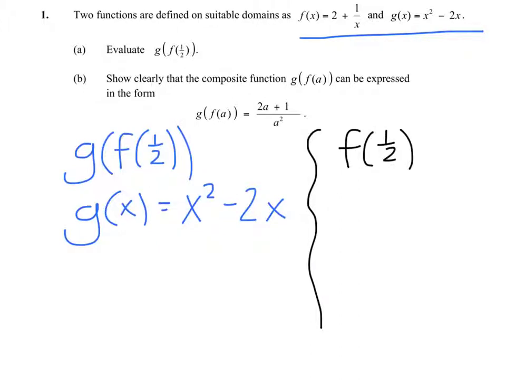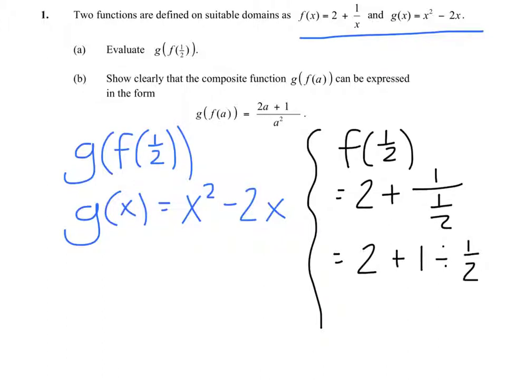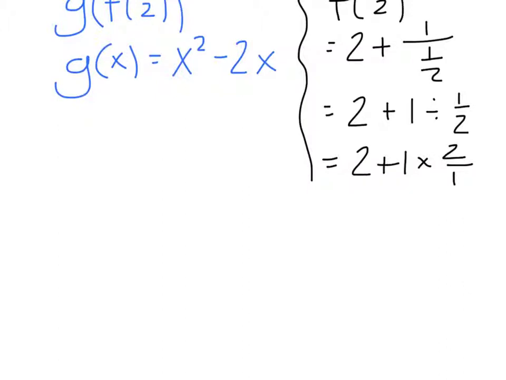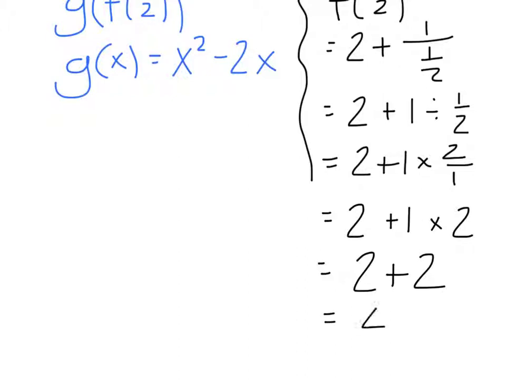So f of 1/2 is equal to 2 plus 1 over, and instead of x on the bottom we have 1/2. That gives us 2 plus 1 divided by 1/2, which is 2 plus 1 multiply, and that means we need to flip the fraction upside down. Gives us 2 over 1, which means we have 2 plus 1 times 2 over 1, which is just 2, which gives us 2 plus 2, which equals 4.